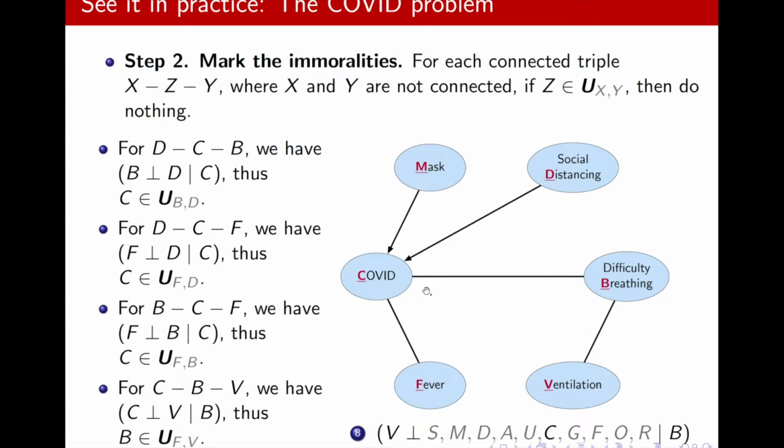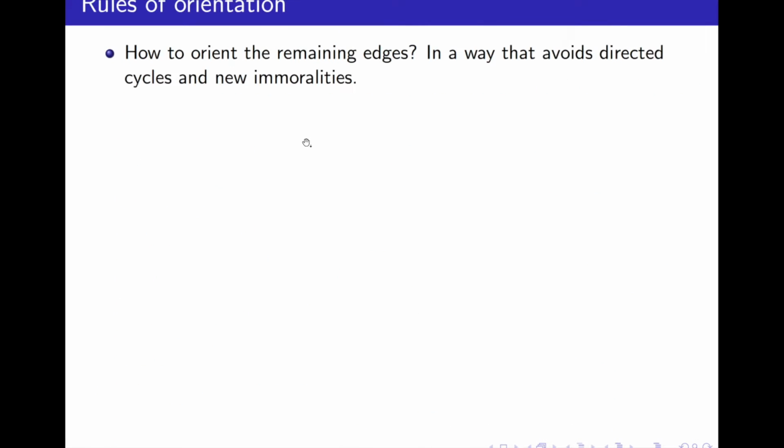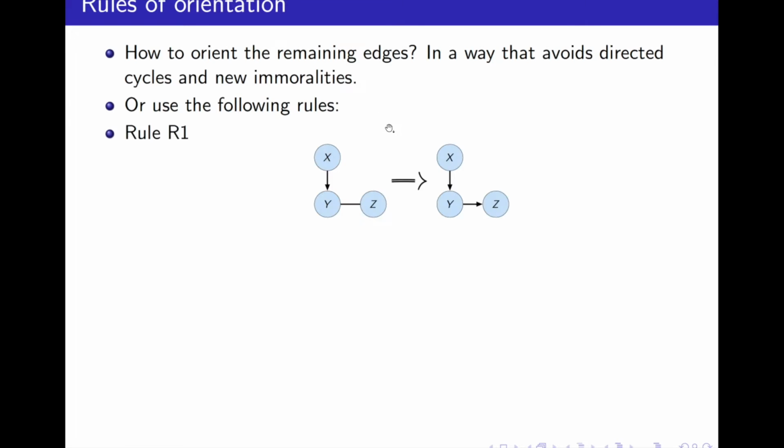I will keep that in mind. Now, what should I do with the rest of the graph? Well, we direct the remaining edges in a way that avoids directed cycles, because at the end of the day it should be a DAG, a directed acyclic graph. And also I should not create new immoralities, because all the ones that should have been created were done in the previous step. Okay, we can do this, or we can also use the following three rules.